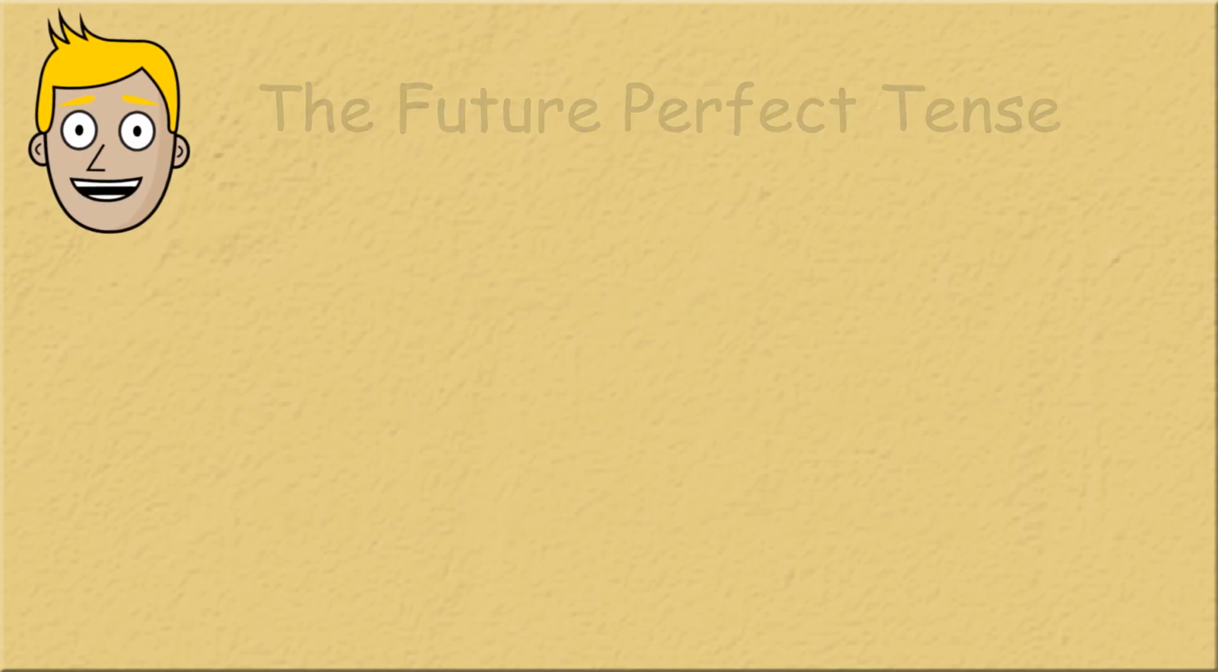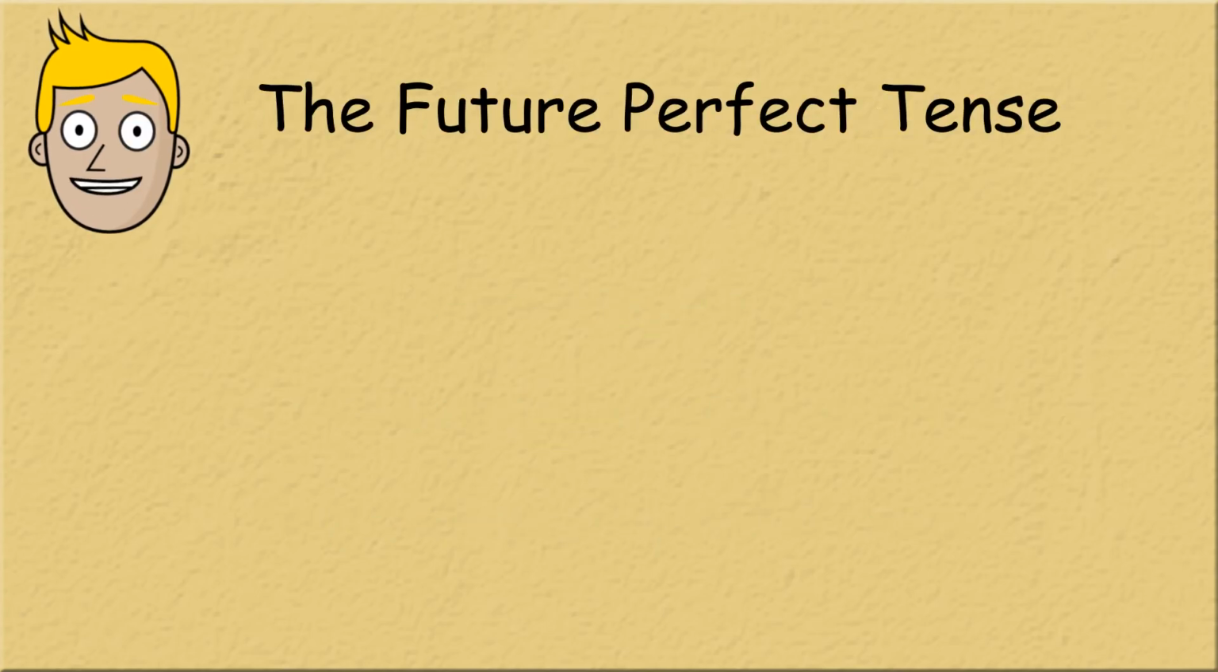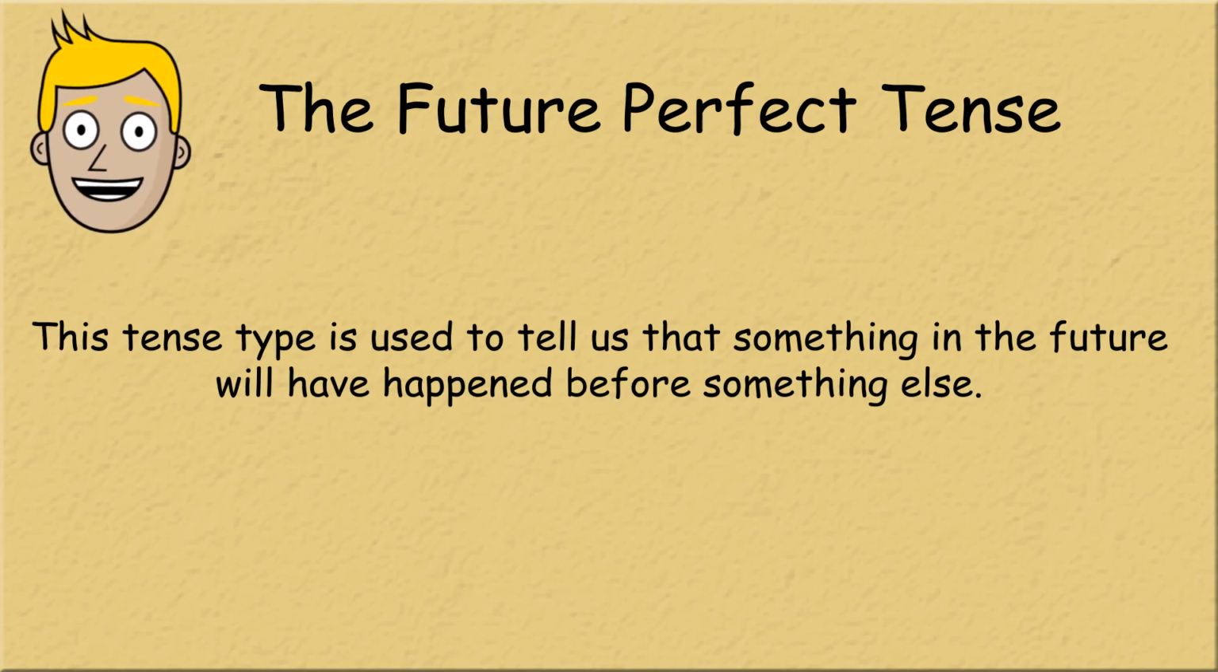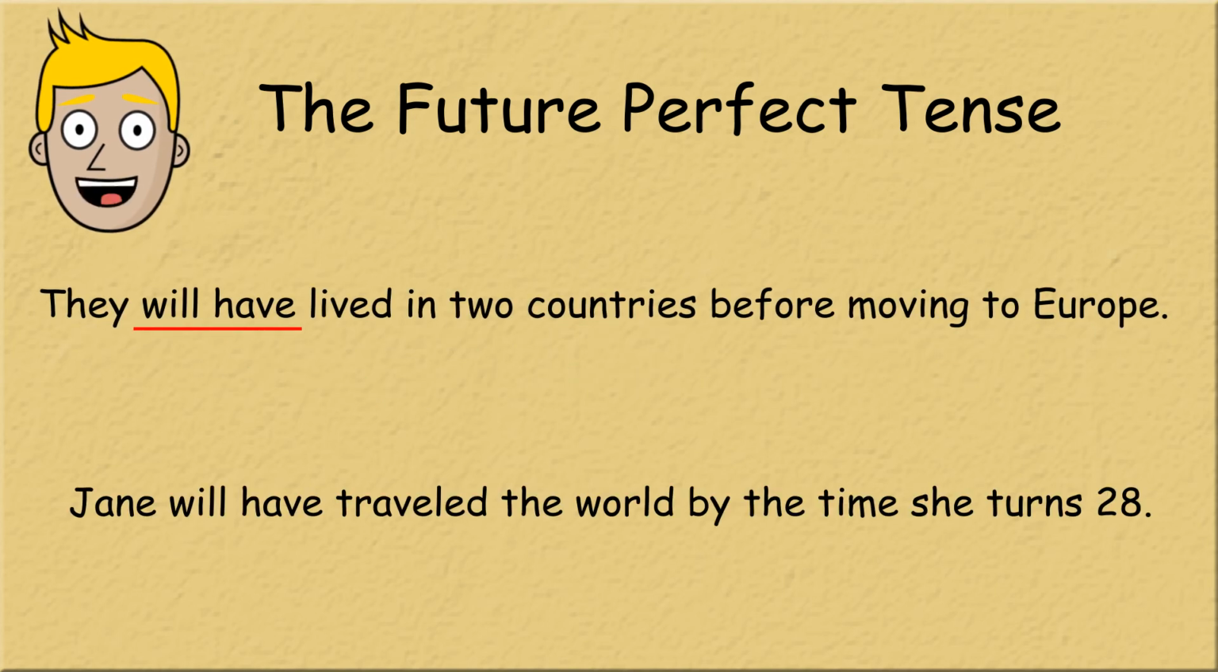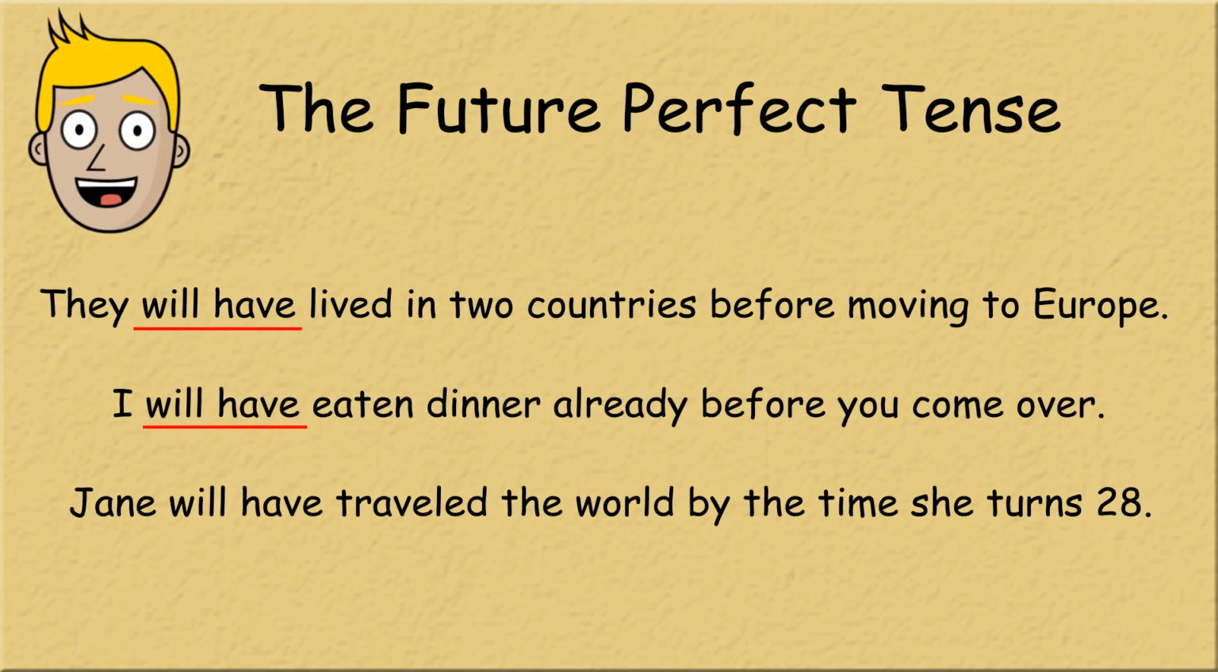Our third tense type is the future perfect tense. This tense type is used to tell us that something in the future will have happened before something else. An easy way to identify this tense type is through the presence of will have before the verb. Some examples can be, they will have lived in 2 countries before moving to Europe. I will have eaten dinner already before you come over. Jane will have traveled the world by the time she turns 28.